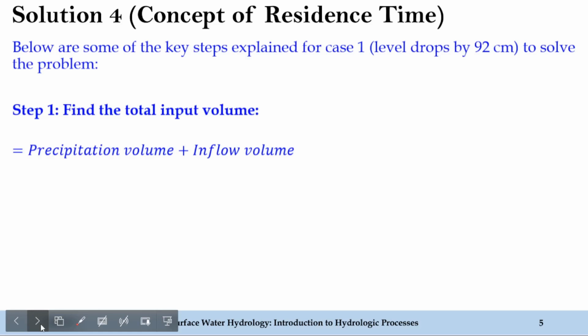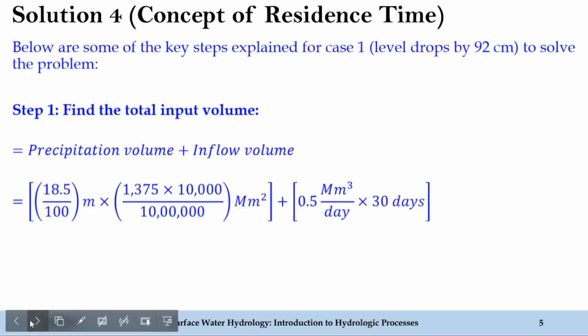To find this total input volume, we need to consider two aspects. First is precipitation volume and another is the inflow volume. These are the two attributes which contribute to the input of the total volume of the reservoir. So this reservoir is receiving additional water from precipitation and through inflow. Let's try to quantify these two attributes.